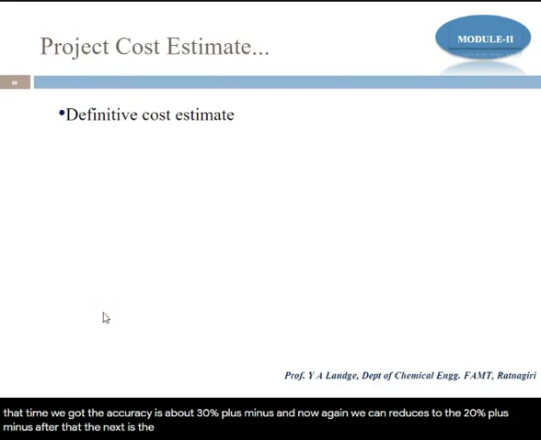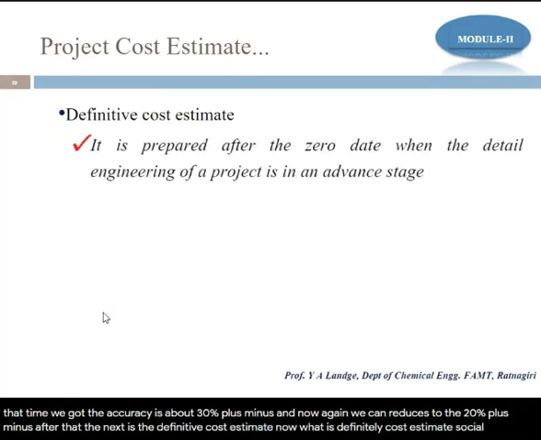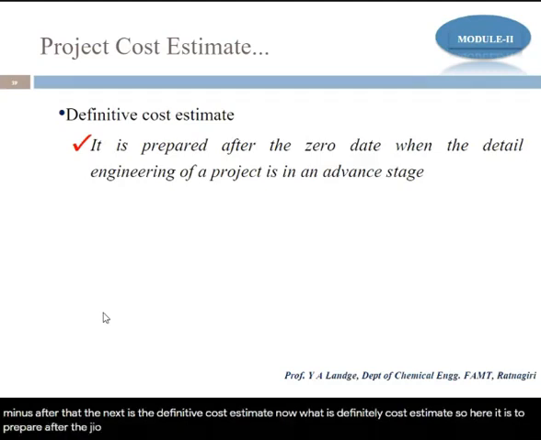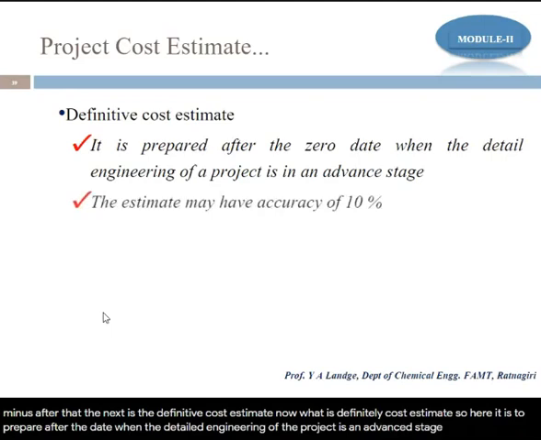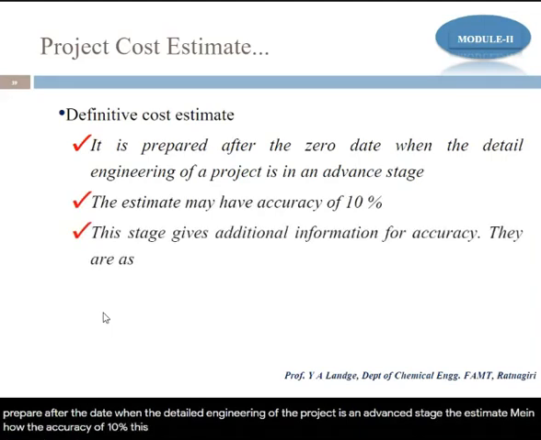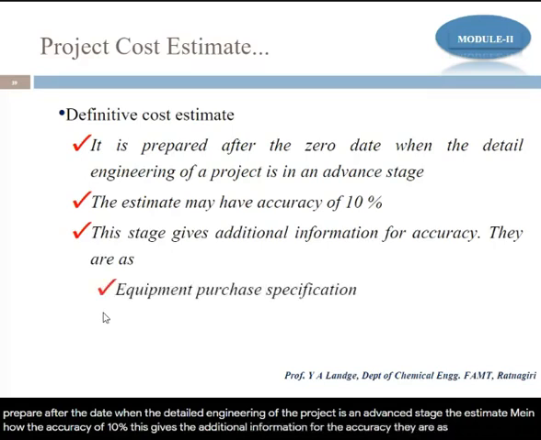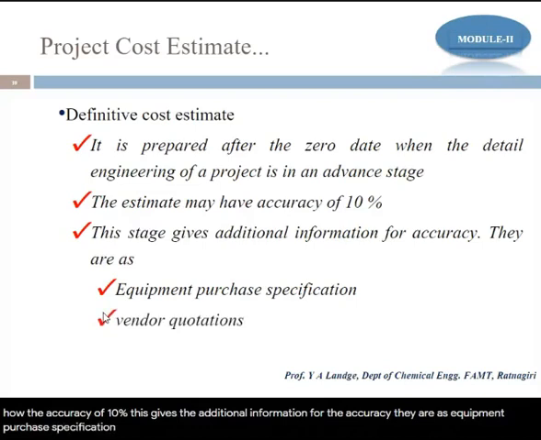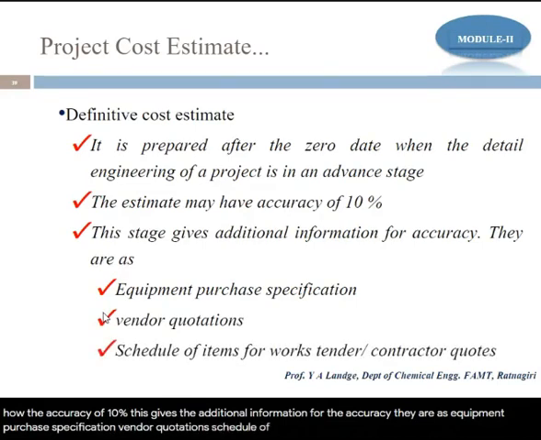the definitive cost estimate. Now, what is definitive cost estimate? So, here it is prepared after the zero date when the detail engineering of the project is at an advanced stage. The estimate may have the accuracy of 10%. This stage gives the additional information for the accuracy. They are equipment purchase specification, vendor quotations, schedule of items for the work standards.